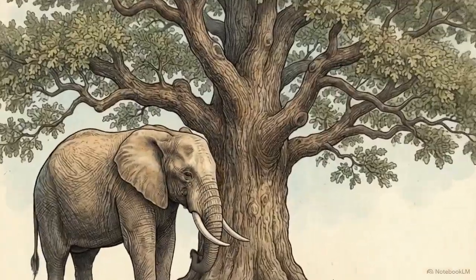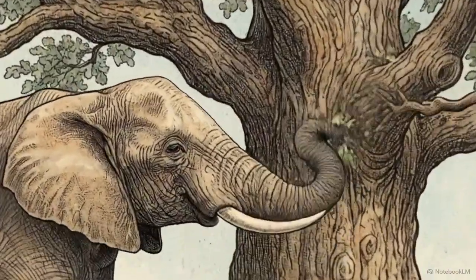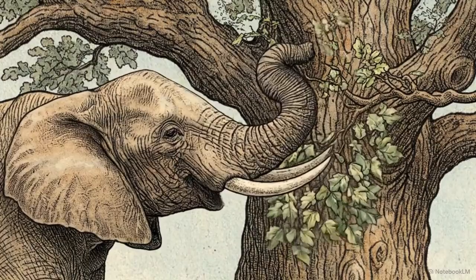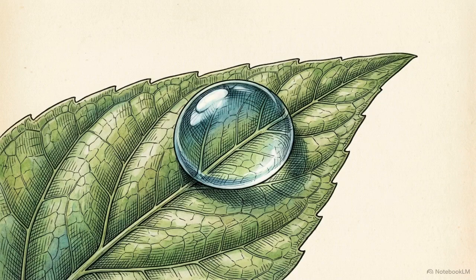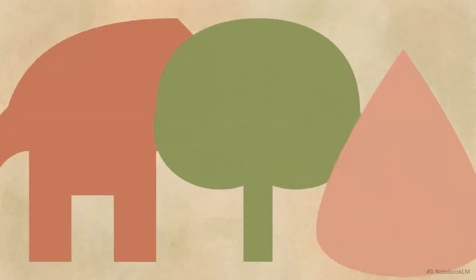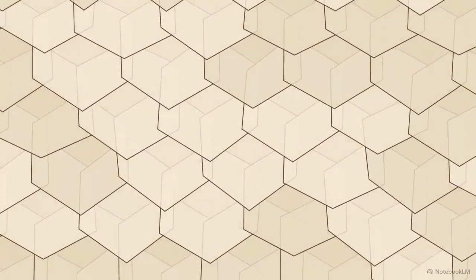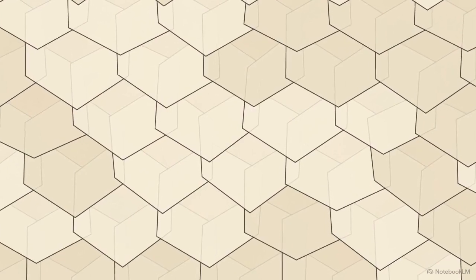Look at a massive elephant grazing on a savanna, or a towering oak tree stretching into the canopy. Now compare them to a microscopic drop of pond water. Despite the extreme differences in scale, all of them are constructed from the exact same basic building block.